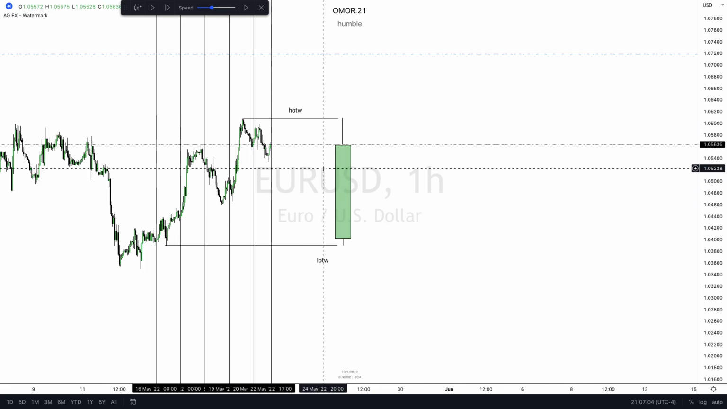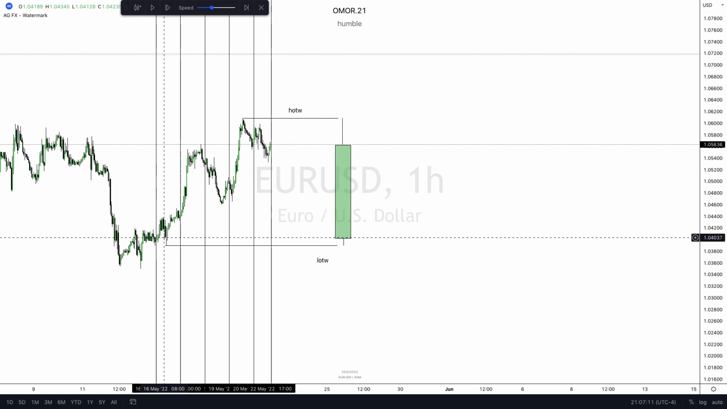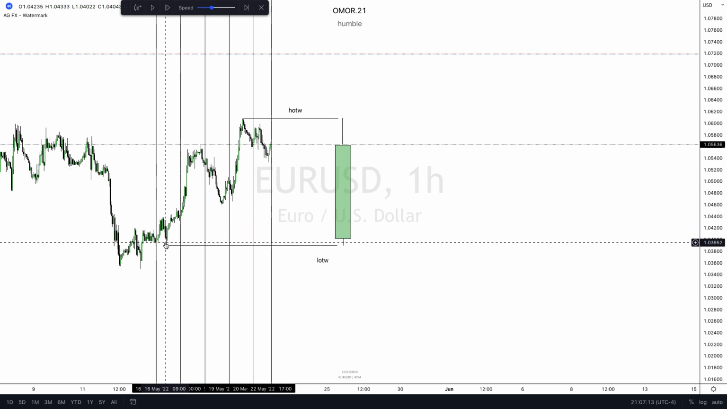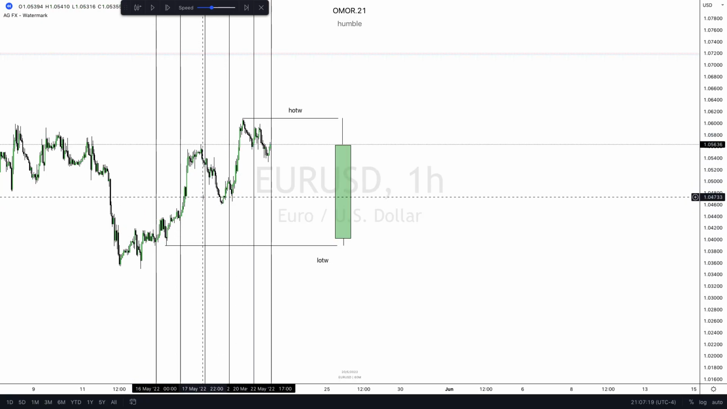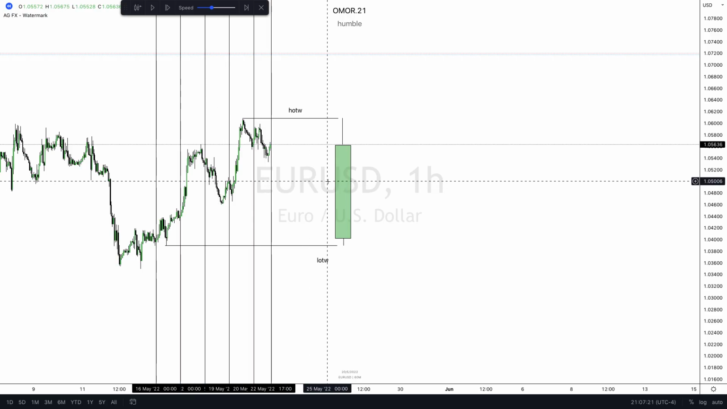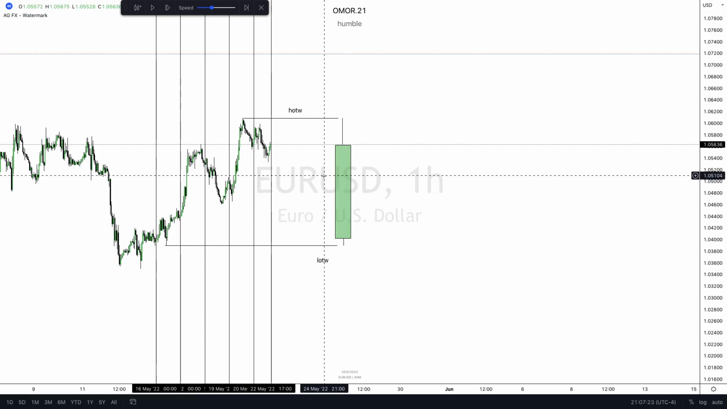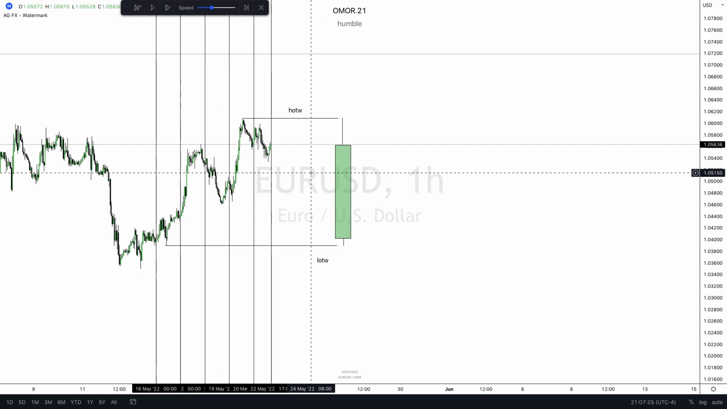And this is where your higher time frame comes in. This is why the higher time frame is so important, because you wouldn't have been able to get in line and expect these up moves on the Tuesday and the Thursday if you were not aware of what the higher time frame was doing.